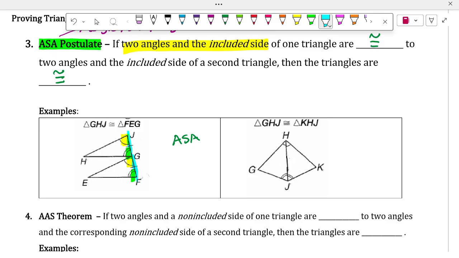All right, so what about this one? Would this be angle, side, angle? Yeah, why? HJ is congruent to itself from the reflexive property. So we can mark that as congruent because of the reflexive property. Thus, we have an angle, a side, and then an angle.